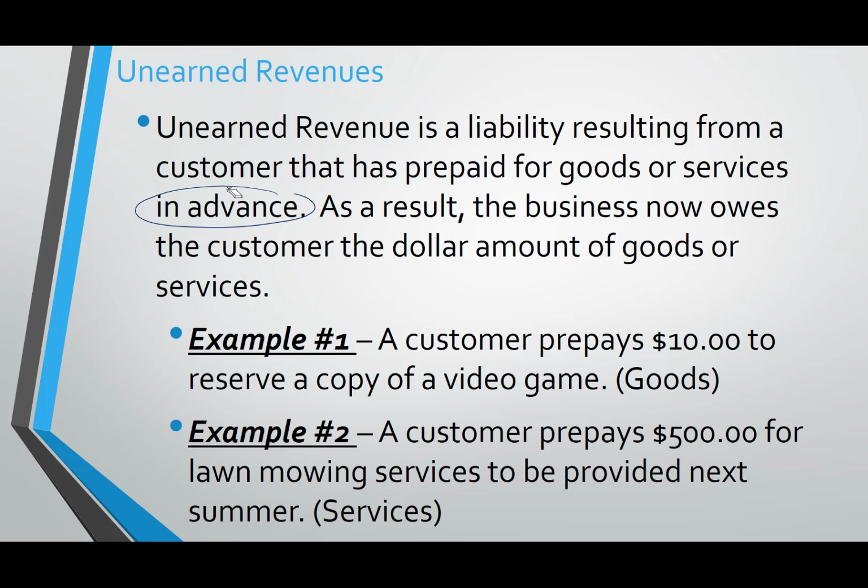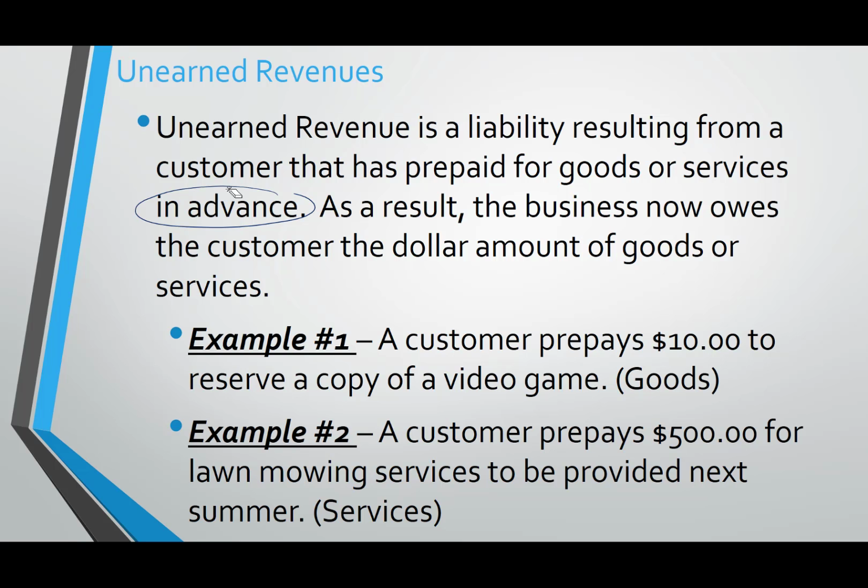Let me give you an example. Let's say that I am a photographer, and I have a photography business. I require that customers, when they book a photo shoot, would pay a $250 service deposit in advance so that they could book their session. So at that time, when they paid that, I would debit cash because cash was coming in, $250, and I would credit unearned revenue because now I owed them $250 of services in the form of photography.